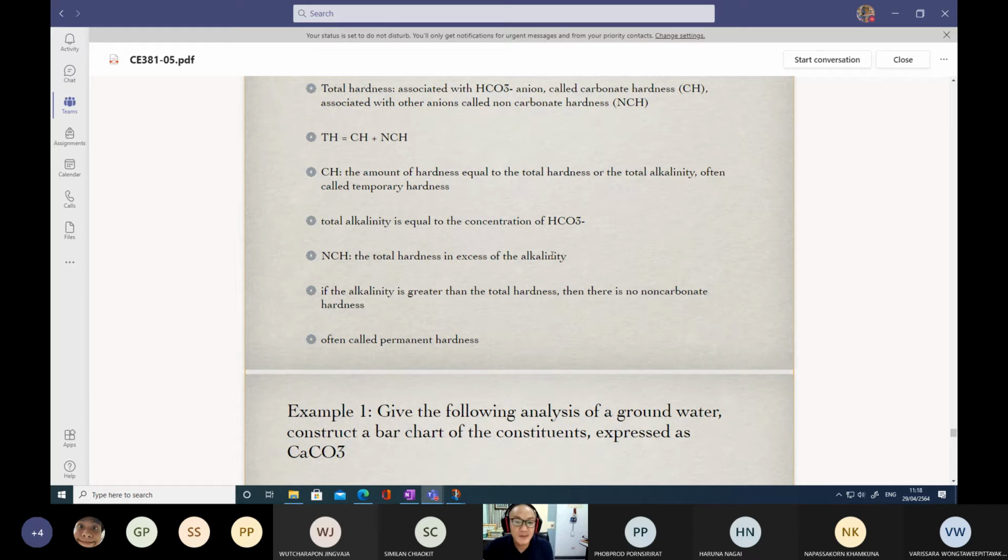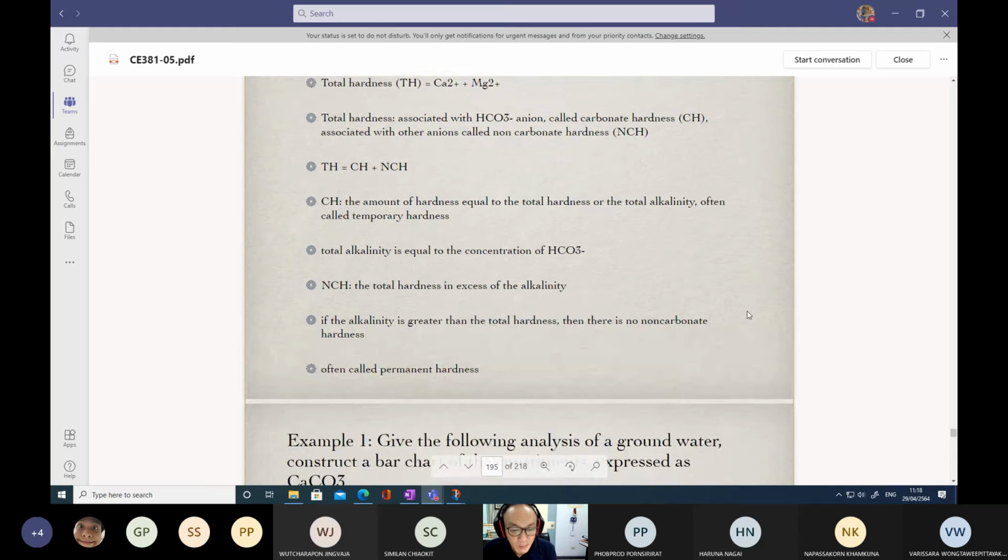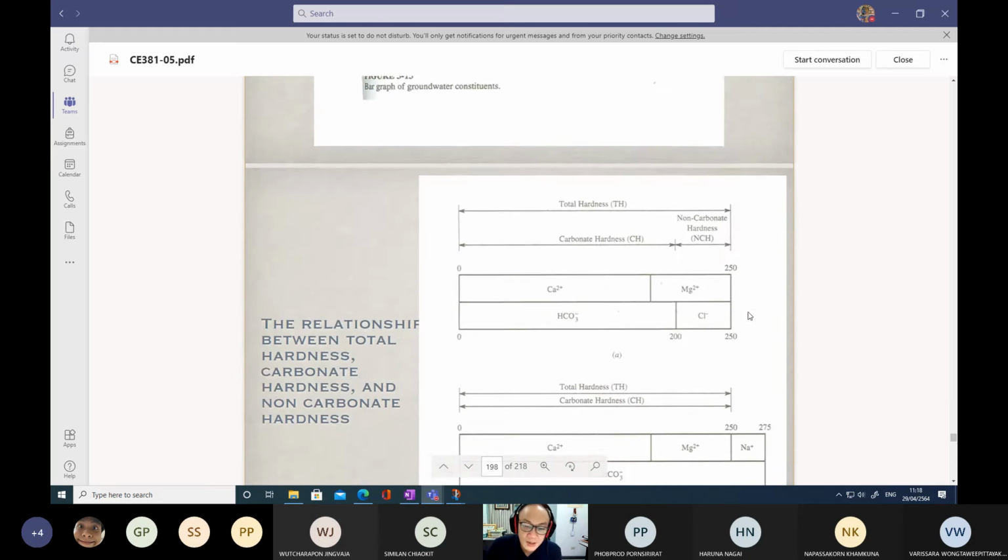And sometimes we have to measure the alkalinity, so that if the alkalinity is greater than the total hardness, we can actually assume that all the hardness found is carbonate hardness, no non-carbonate hardness. Okay, so these are the background information about the hardness.